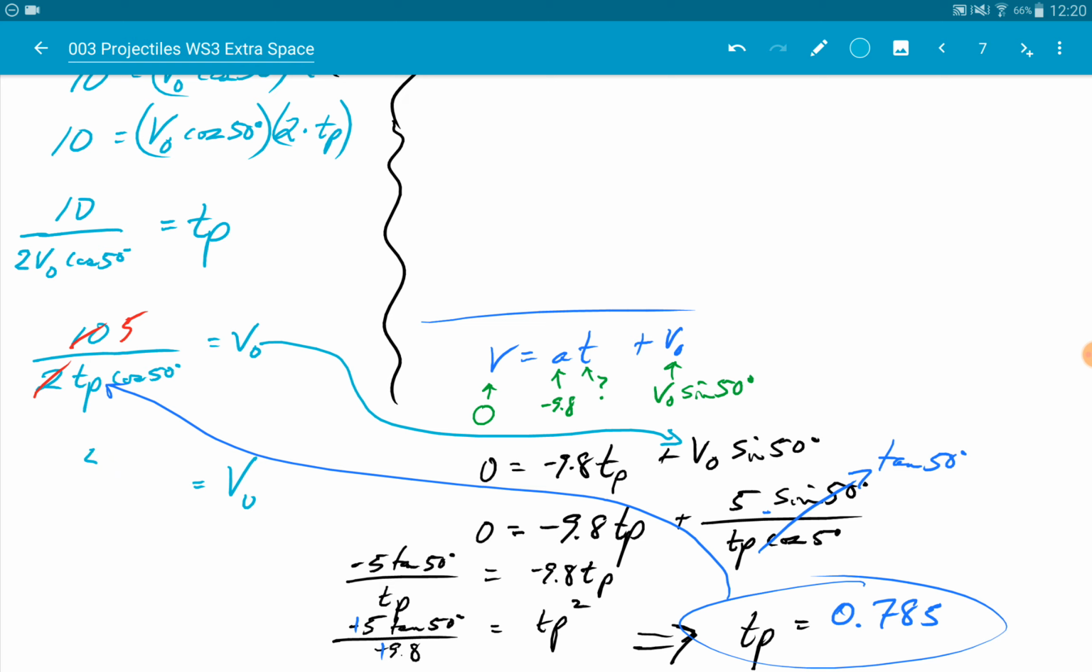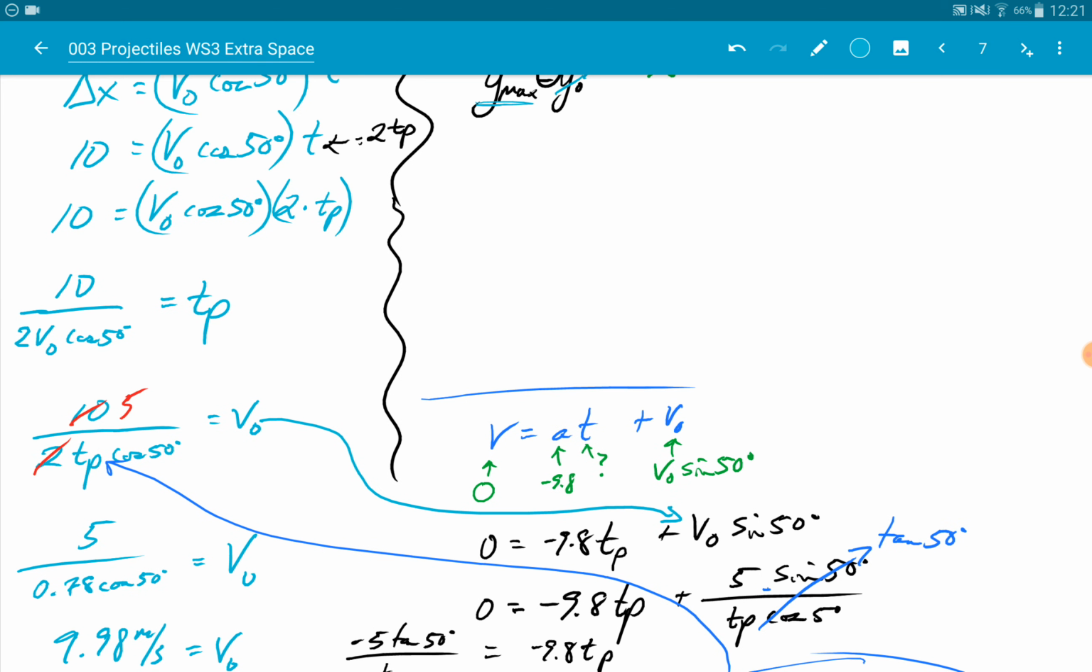So V naught now is, we have 5 over 0.78. Remember, the whole string of values times the cosine of 50 degrees. So I find that V naught is, on my calculator, 5 divided by, don't forget parentheses, my time there, which I stored as t, times the cosine of 50 degrees. And I get V naught to be 9.98 meters per second. Oh, that's nice. I'm going to store that as V so I don't forget what that is. And so that is the original velocity. That is actually V naught there.